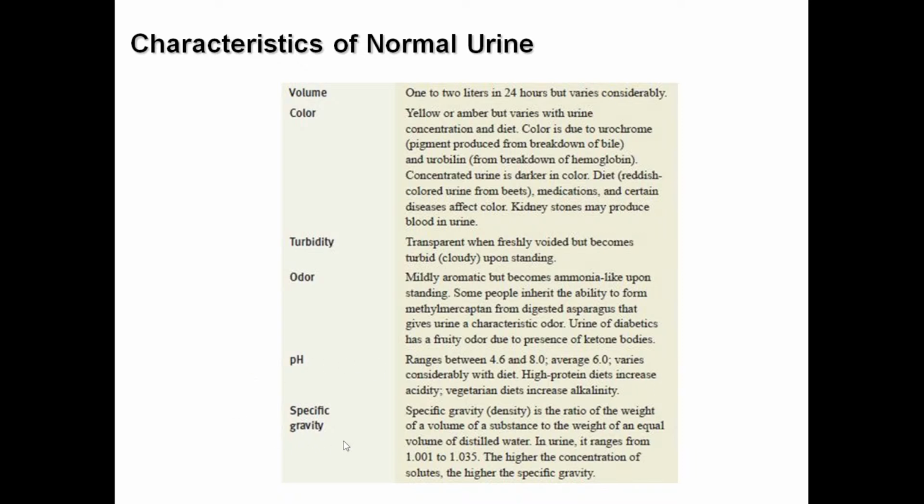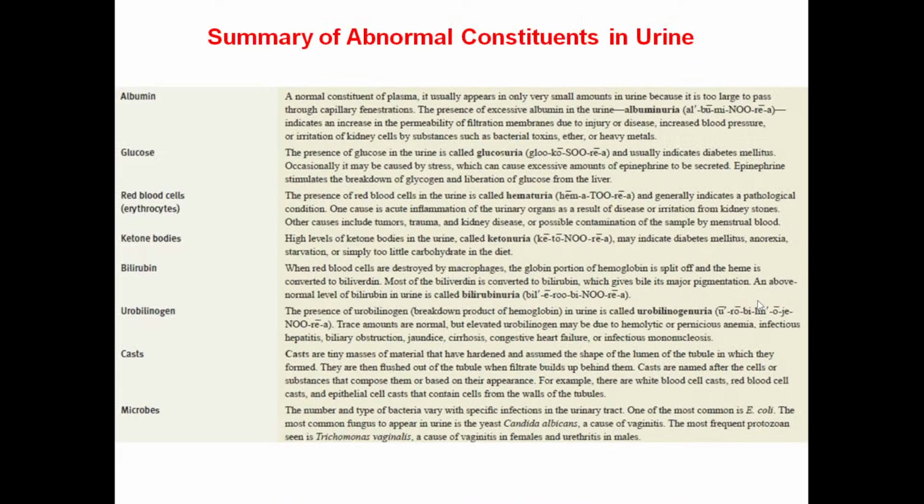And also another parameter which you need to know is specific gravity. And specific gravity also depends on the concentration of solutes, which depends on how much of urine is excreted. Here you can see some of the abnormal findings that might be found in urine, like albumins. If albumins or proteins are present in urine, this is what you call proteinuria.